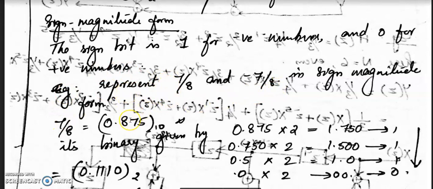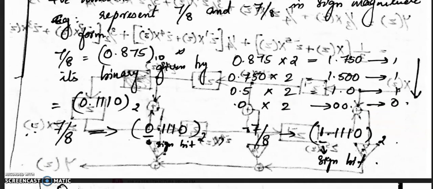7 by 8 means 0.875 in decimal. First, let's convert this decimal value into binary. How will you find it? First take 0.875 multiplied by 2, and we get 1.750. Take the integer part. Then take the leftover fraction 0.750, multiply it by 2 again and you get 1.500. Take 1 out, then 0.5 times 2 gives 1. Then all the others are 0.